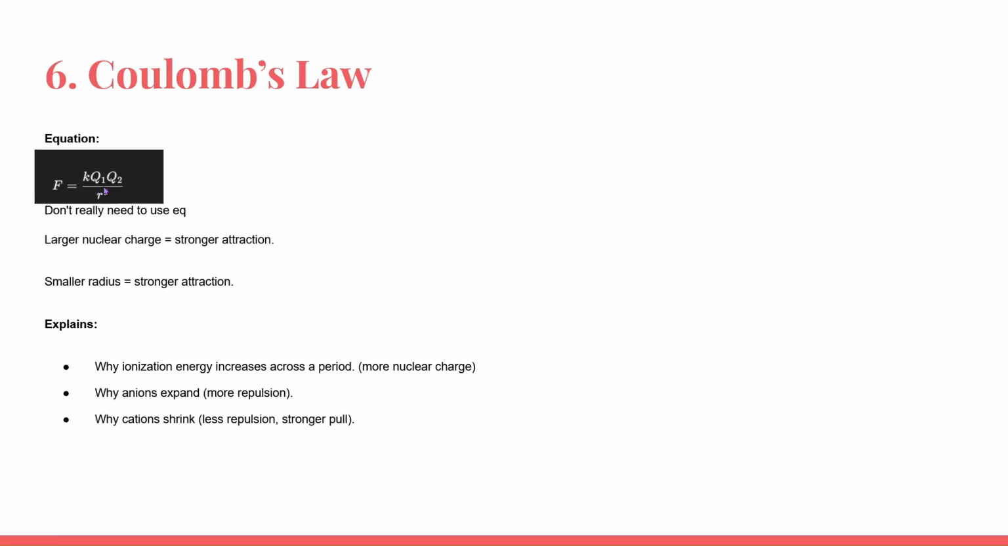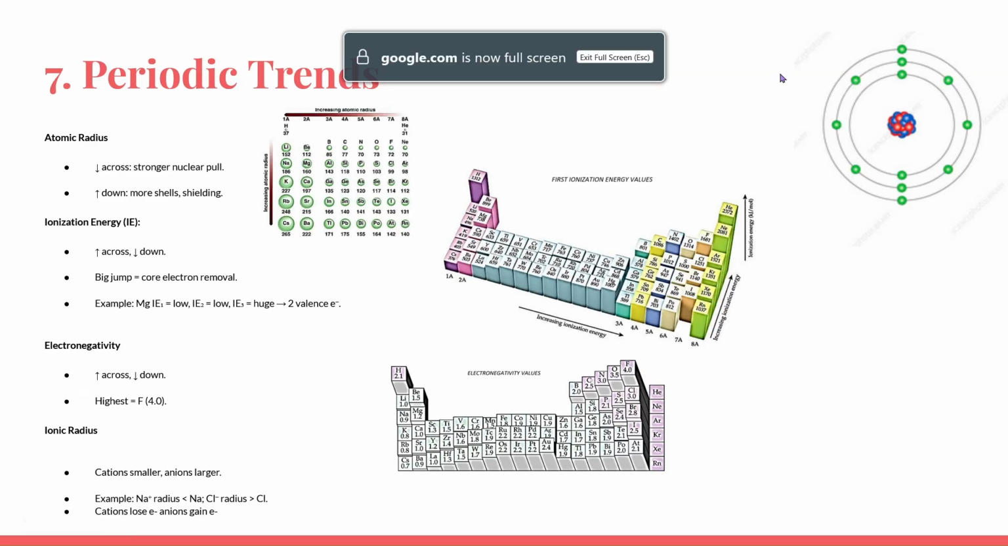A large nuclear charge, the Q's are the charges, and so if you increase the Q's or the nuclear charge, the force increases, so stronger attraction. And if you decrease the bottom, the force also increases, which means stronger attraction, because in a fraction, if you decrease the bottom, the number increases. It explains why ionization energy increases across a period, more nuclear charge; why anions expand, more repulsion; and why cations shrink, less repulsion, stronger pull. So next we have periodic trends.